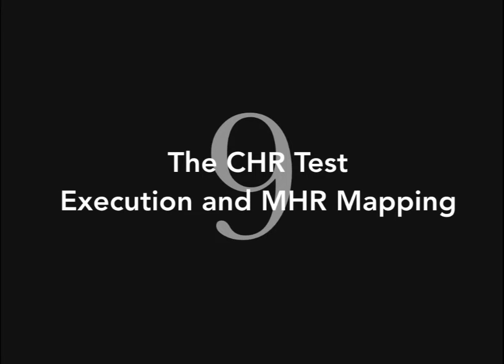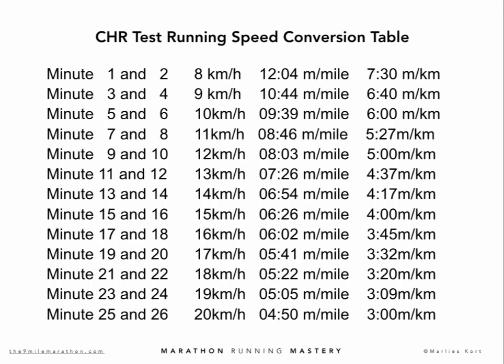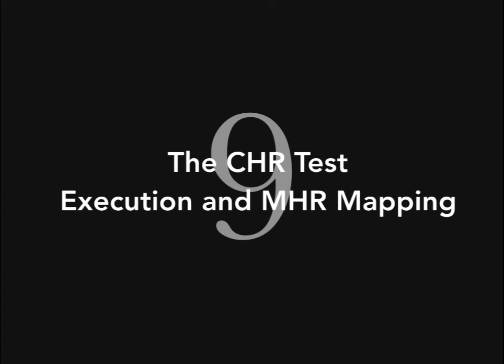So now we found your CHR, the result of the CHR test. Well done! In case you need to convert the running speeds, I have a conversion sheet under the Resources. It's called CHR Test Running Speed Conversion Table. The table translates kilometers per hour to minutes per mile and minutes per kilometer. Now let's focus on mapping your MHR.